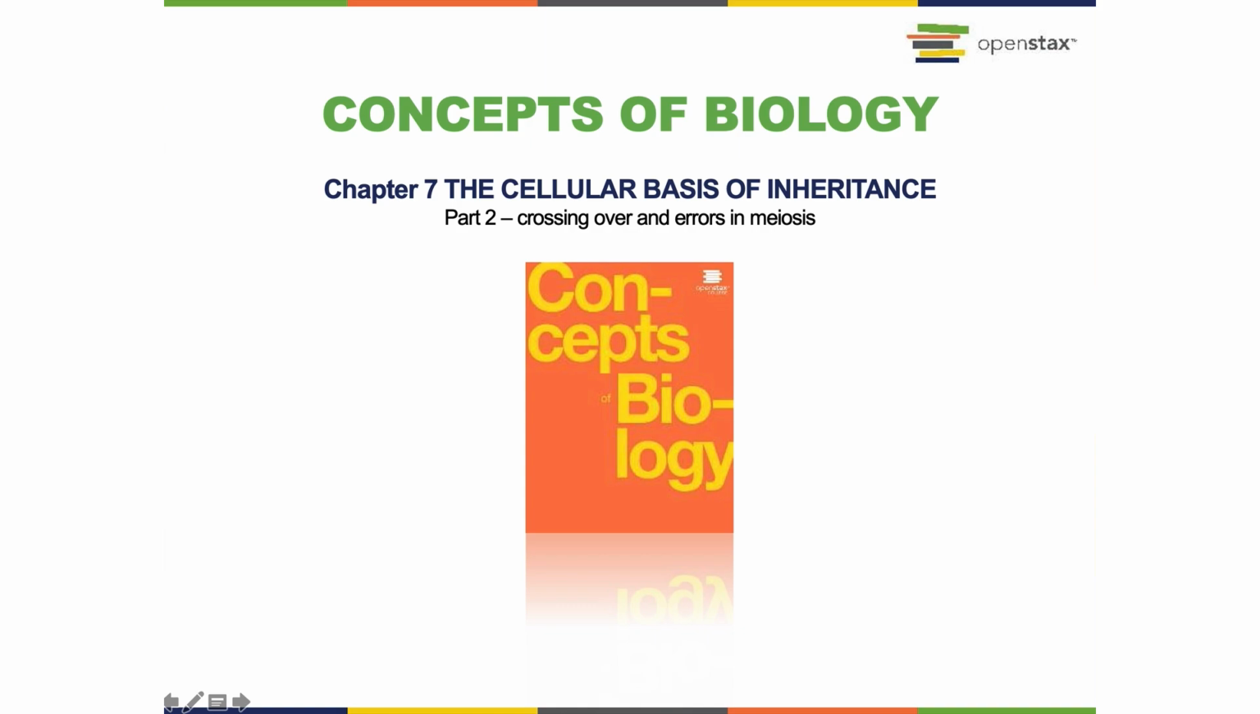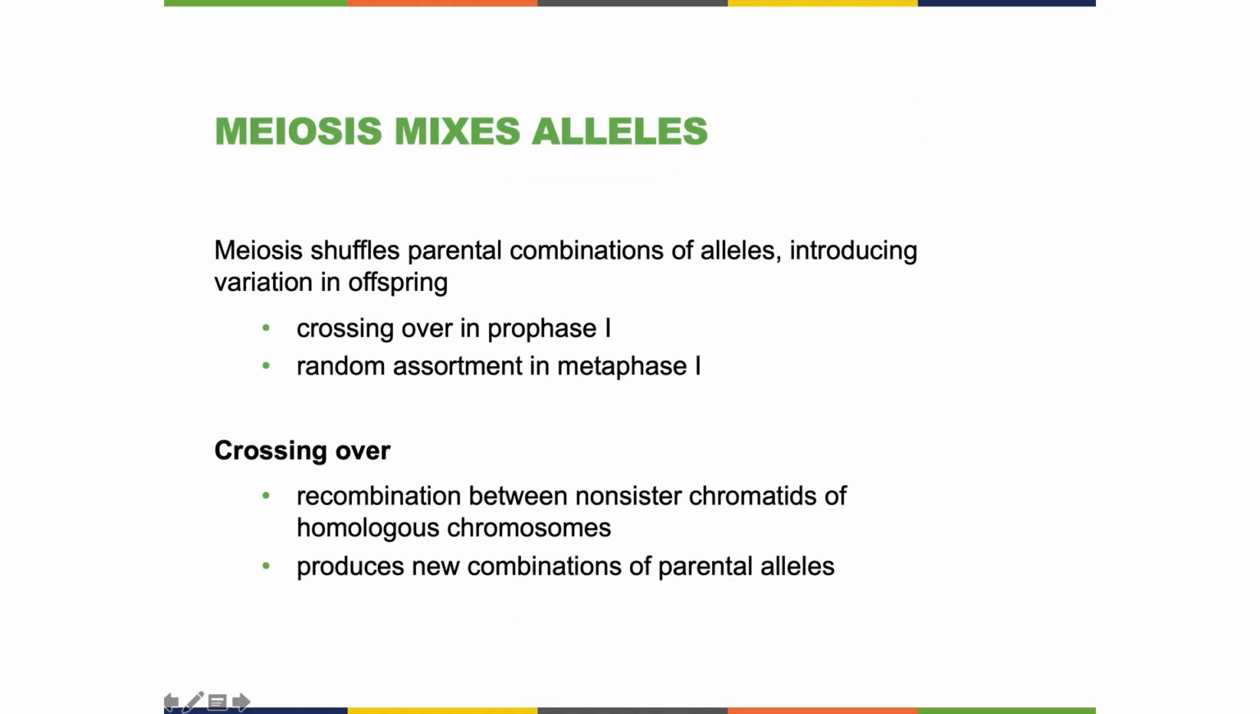All right, welcome to part 2 of chapter 7, where we're going to look at crossing over and then errors that can occur in meiosis. All right, so the purpose of meiosis is, number one, to make gametes, but it also allows us to change allele linkage or mixing alleles. And there's two ways this can occur.